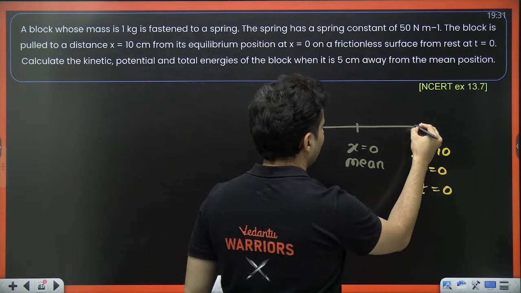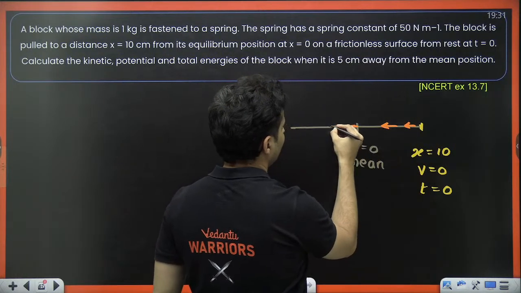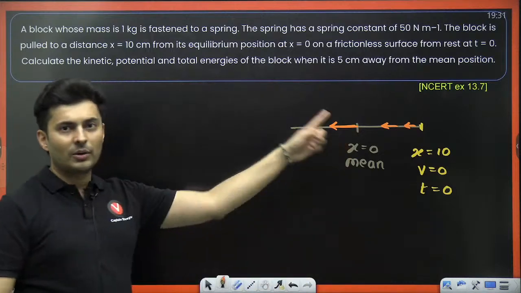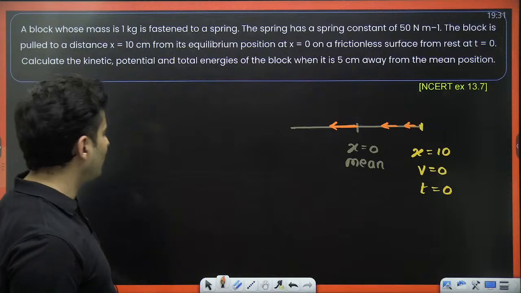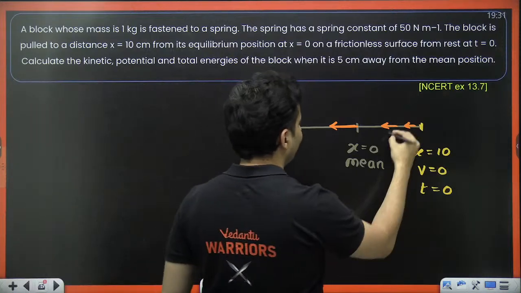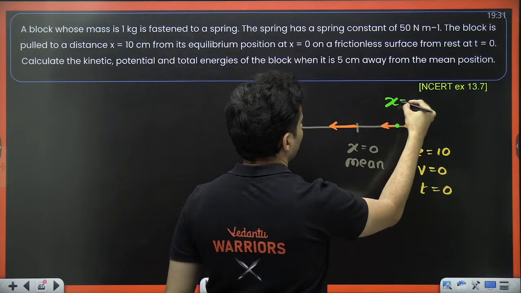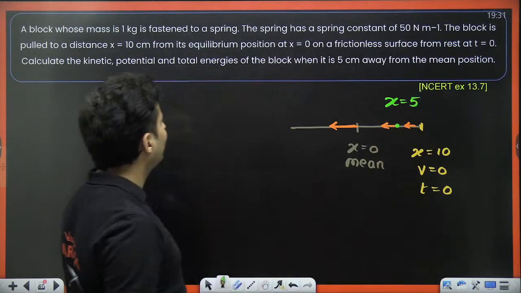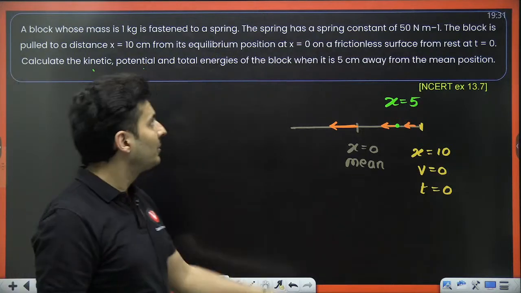It will start going like this. And once it reaches here, it will have maximum speed. So that's how it is going to go, like that. The question is, when it is 5 centimeters away from the mean position, so when x is equal to 5, what is the kinetic and potential energy? That's what the question is.